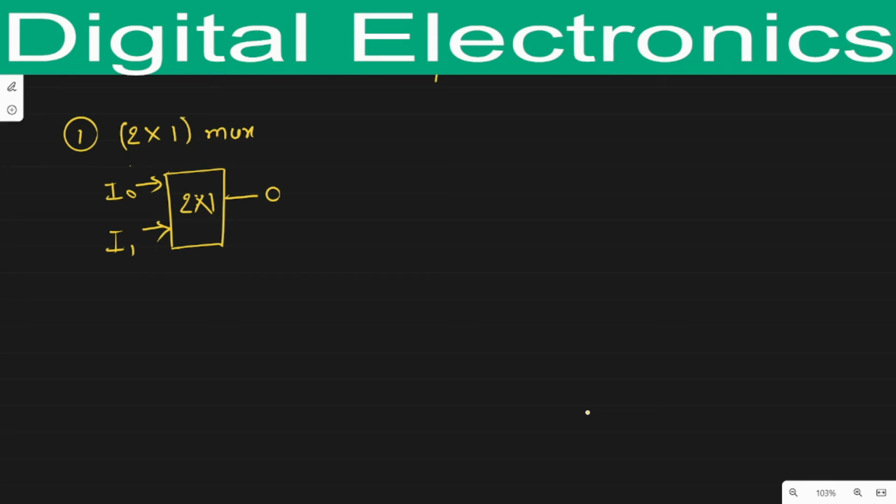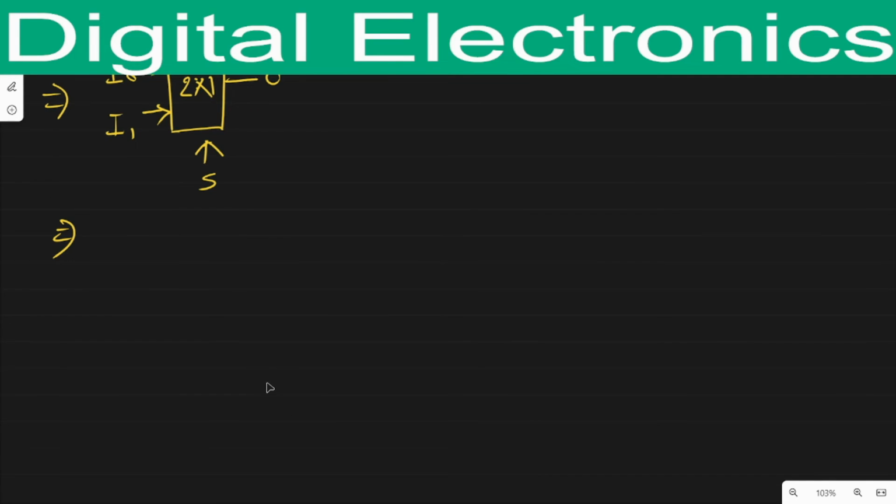And to select one input we require selection line. So how many lines are required? Only one selection line is there. Okay, so this one is our first step. First step is that we draw block diagram of multiplexer. Now after making a block diagram, what is our next step? Our next step is that we will draw truth table.